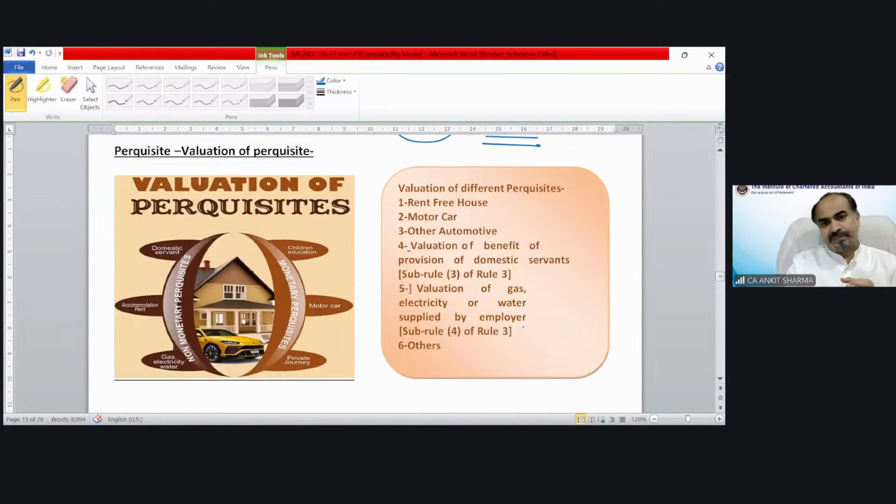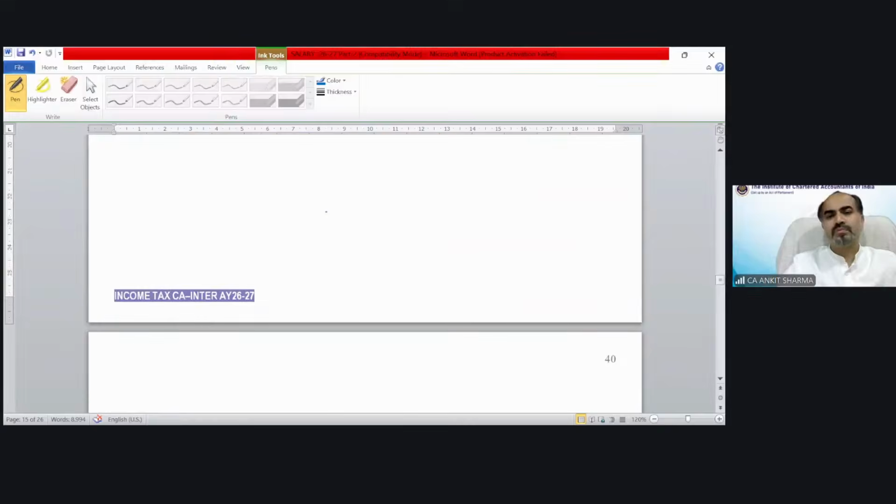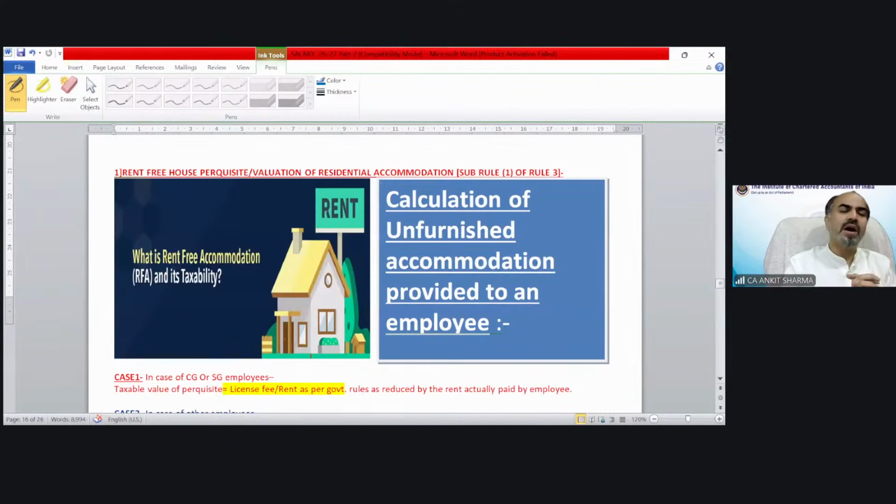Now, valuation of perquisite. As I have told you in the starting of today's class, there would be 2 perquisites that we can say, yes, they are complicated. One is rent-free house and the other is car facility. So now those 2 perquisites we are going to discuss one by one. You can see these perquisites we need to discuss in this topic: rent-free house, motor car, other automotive, valuation of benefit of provision of domestic servant, electricity, water, etc. So the first and second are most important and a little complicated also. So first comes rent-free house perquisite, or valuation of residential accommodation.